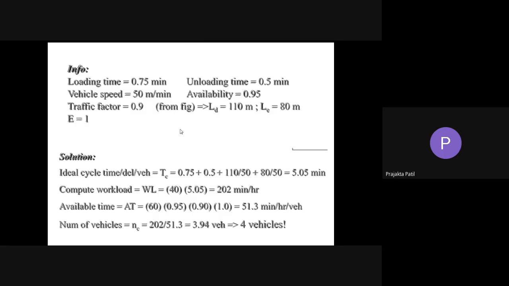Next, you have to find what is the ideal cycle time. You have an equation for TC, and the load time, the unload time, the total distance plus the velocity, all of those things are already found or given. So you should get the ideal cycle time as 5.05 minutes. Are you getting this? Substitute all the values in the equation of TC and get this. Yes, ma'am. So next, what you have to find?